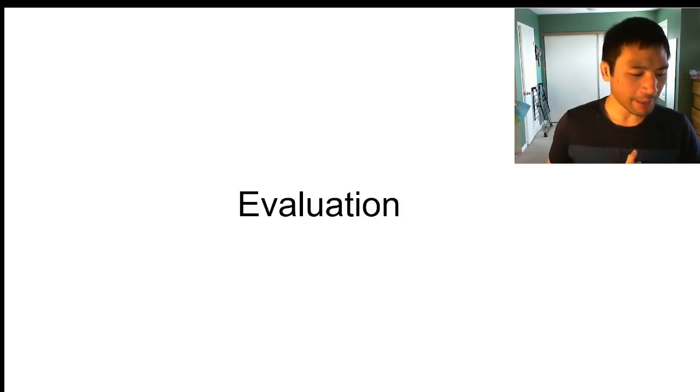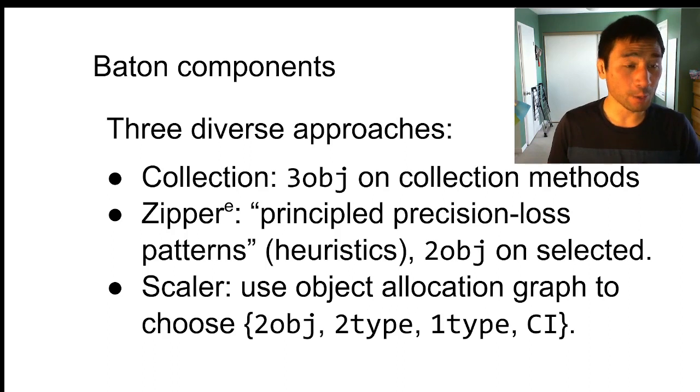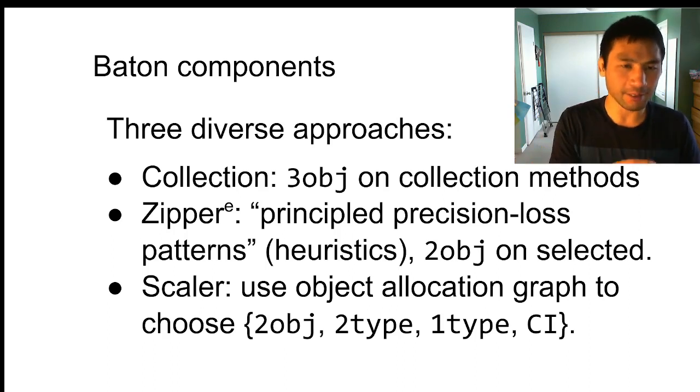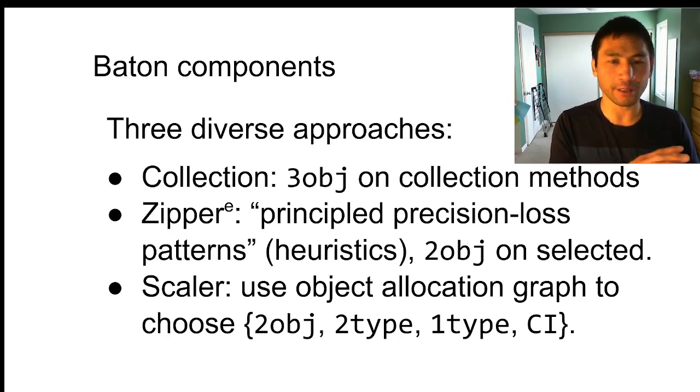So they have some evaluation. They use 3 components, which they try to get diverse approaches for. So there's collection, which is 3 object sensitive analysis on collection methods. So it's like java.util.List, like list.get. This is super important. So we're going to go three levels of object sensitivity on that. We have zipper, which uses some principled precision loss patterns and some heuristics, and that chooses 2 object sensitive on selected methods, which are different from collection methods in general.